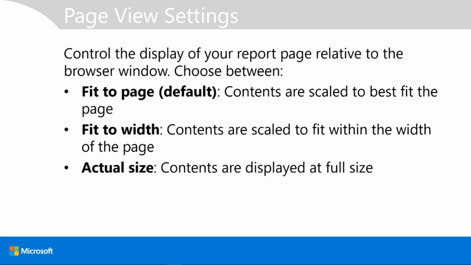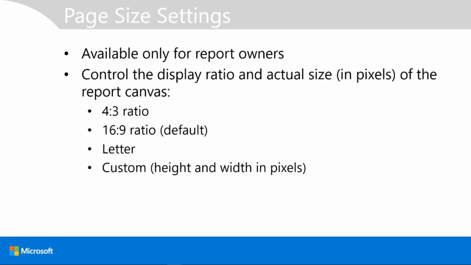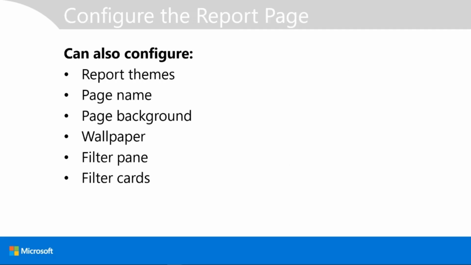We can choose between fit to page, which is our default, where contents are scaled to best fit the page. We can say fit to width, where contents are scaled to fit within the width of the page. And actual size, where contents are displayed at full size. We can also take a look at page size settings, and these are available only for report owners. Here we can control the display ratio and actual size in pixels of the report canvas. The options are 4:3, 16:9 ratio, which is the default, letter, and then there is a custom one which allows you to pick the height and width in pixels.